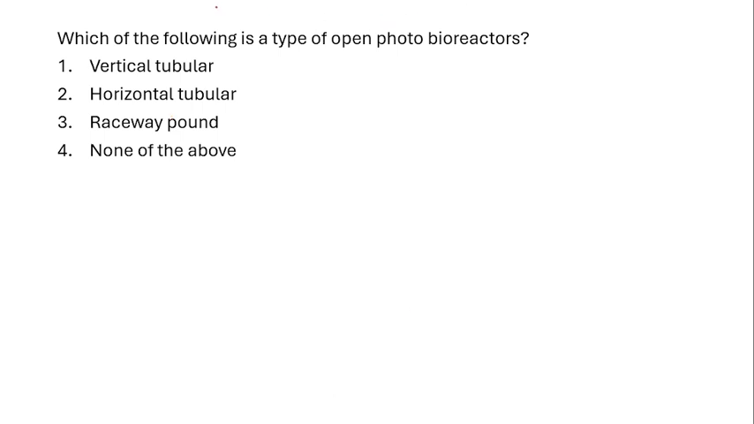Which of the following is a type of open photobioreactor? So they are asking about open photobioreactor. So the answer is raceway pond, this pond. Okay.